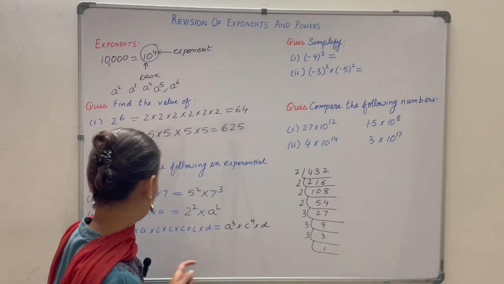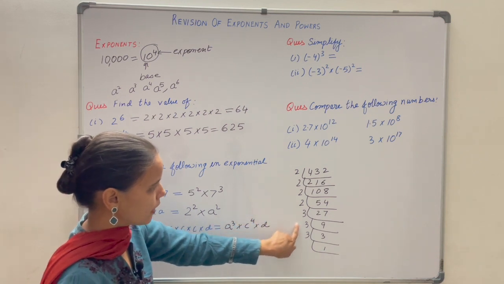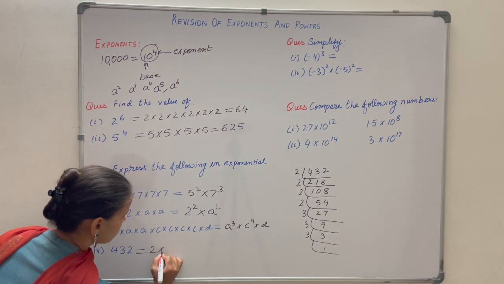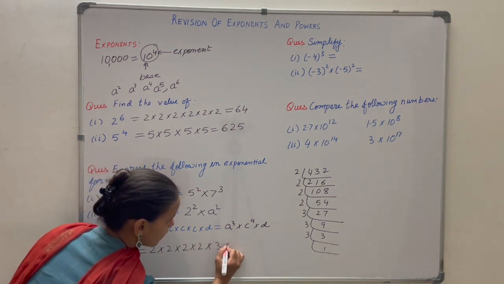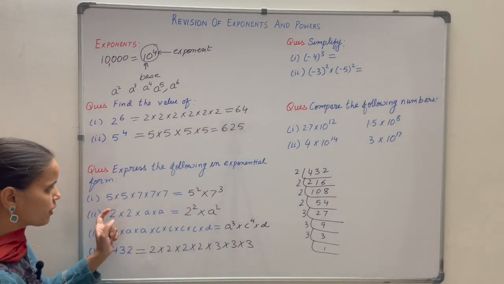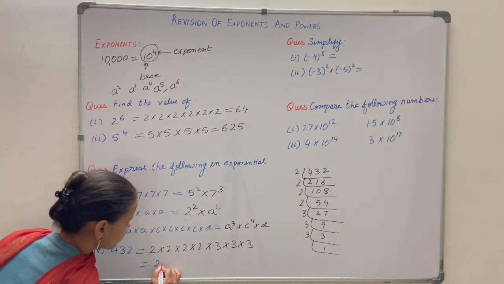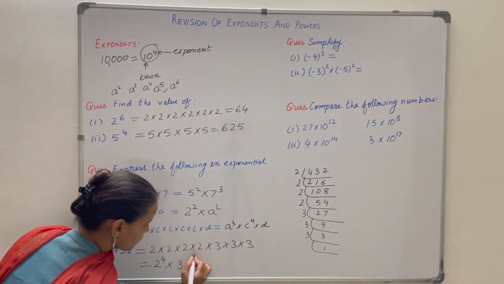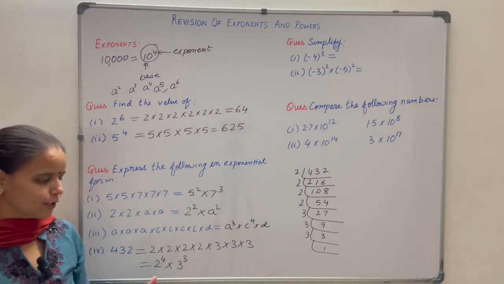So you got 432 as 4 times 2 and 3 times 3. So this is 1, 2, 3, 4 times 2 and you have got 3 times 3. You have to express in exponential form. So you can write this as 2 raised to the power 4 into 3 raised to the power 3, that is 3 cube. So 2 raised to the power 4 into 3 cube.